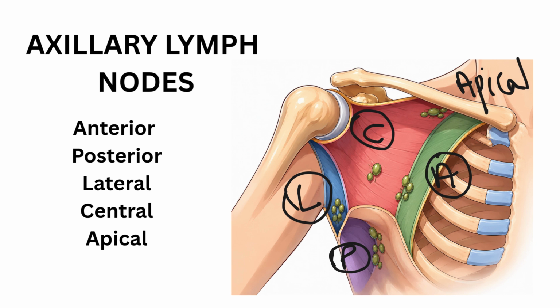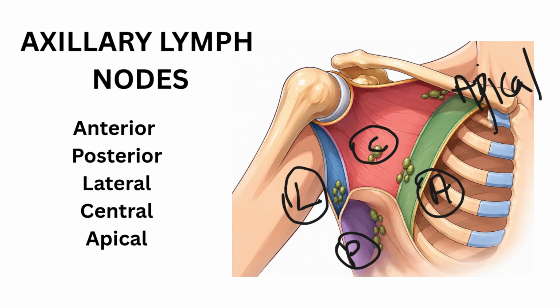Now coming to the axillary lymph nodes. There are 20 to 30 lymph nodes scattered in the axilla. According to their location, we divide them into five groups: anterior, posterior, lateral, central and apical. Do you remember the boundaries? Anteriorly you have pectoral muscles and posteriorly you have subscapular muscle. So the anterior nodes are also called pectoral nodes, and the posterior nodes are also called subscapular nodes. Laterally it is related to the humerus, so we call them humeral nodes, and the central nodes, apical, are also called infraclavicular nodes.